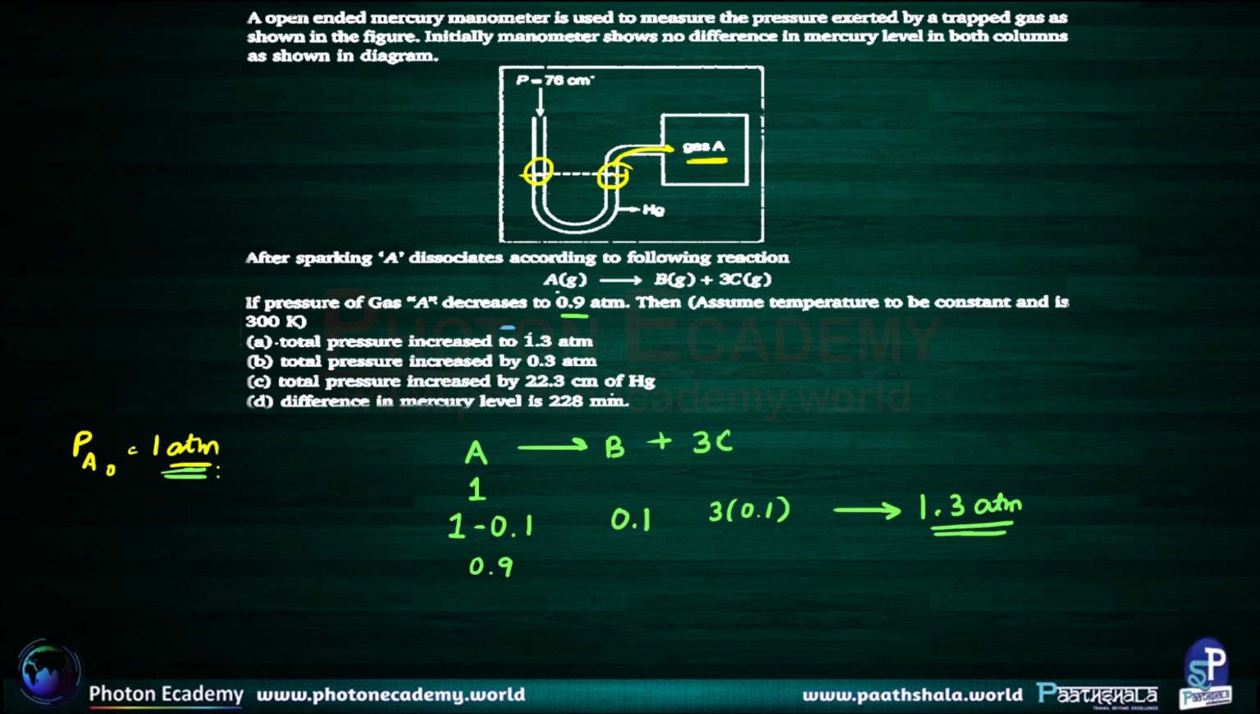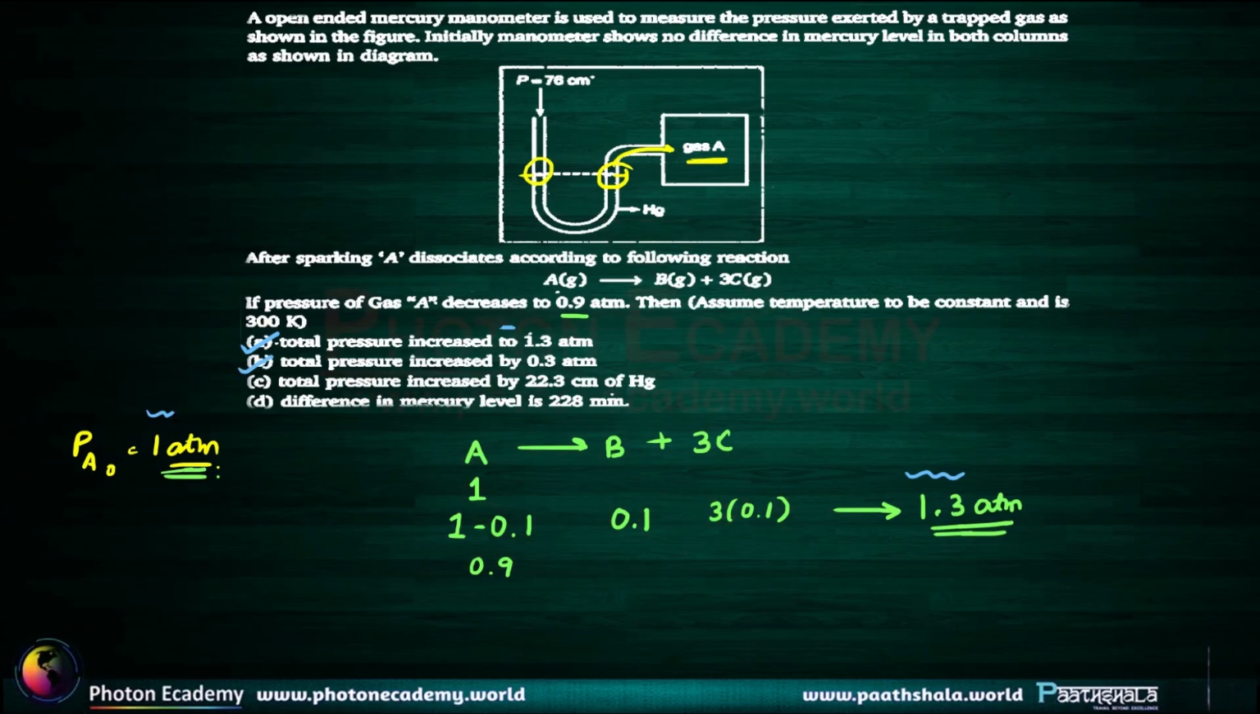So statement 1 is correct. Total pressure increases by 0.3 atm. So the final pressure is 1.3 and the initial was 1. So the increase is by 0.3 atm. So statement 2 is also correct.